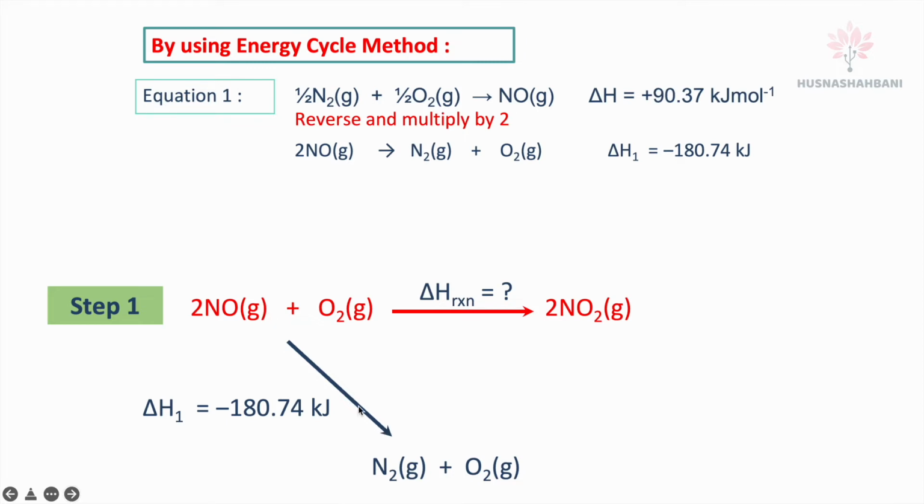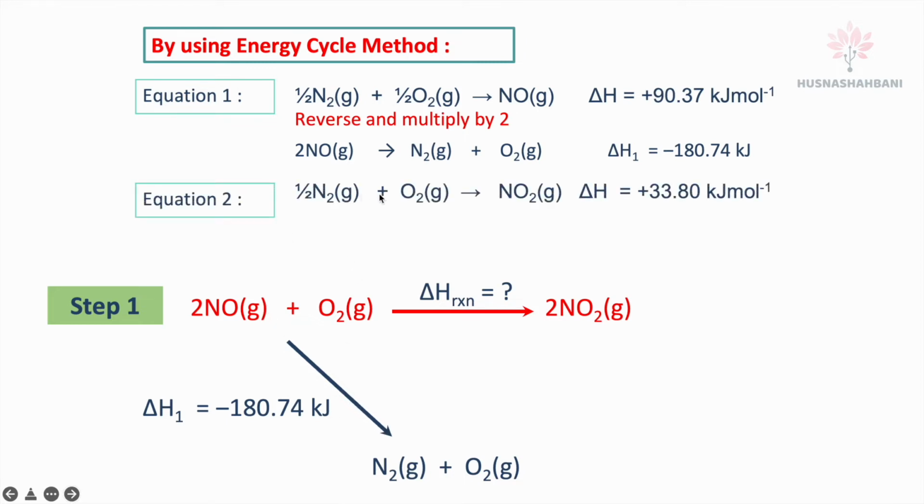And then next, your equation 2 is this one given in the question. Here the product is 1 NO2, but in the target equation there are 2 NO2, so you need to multiply this equation by 2. Multiply for all reactants and products in there, and you also multiply the value of delta H.